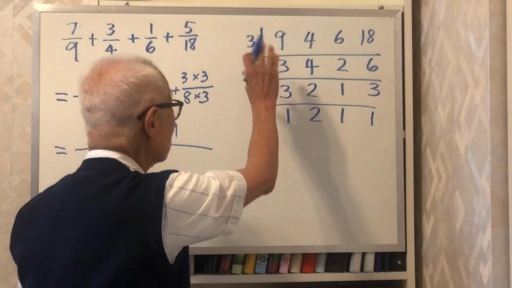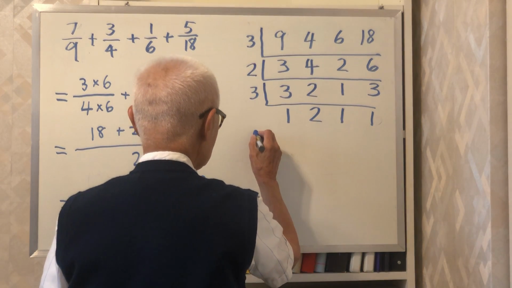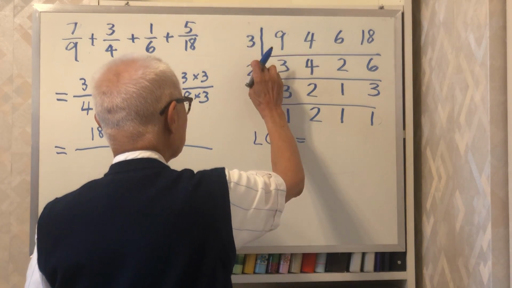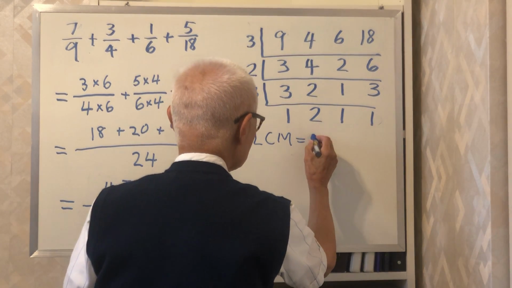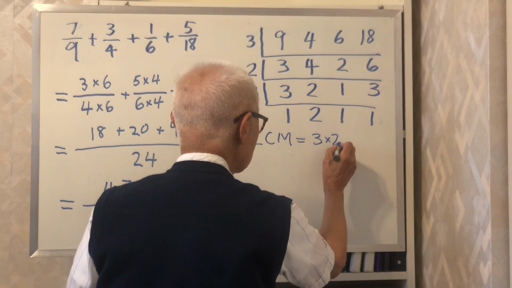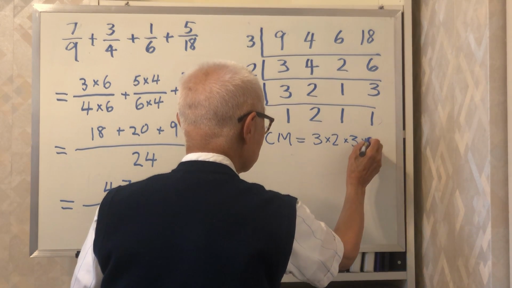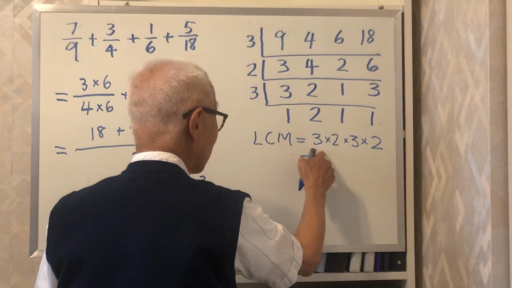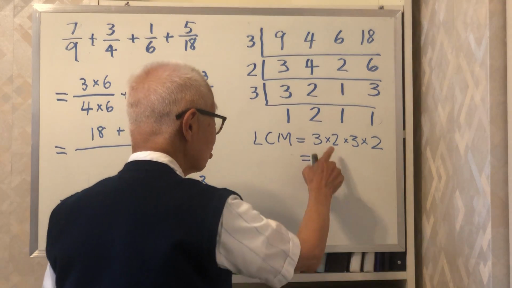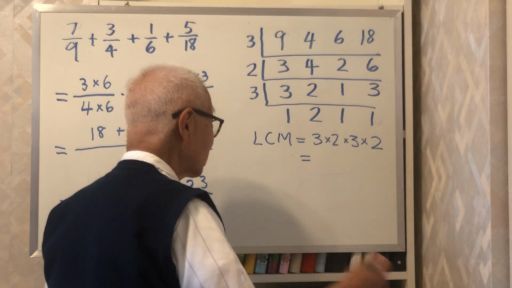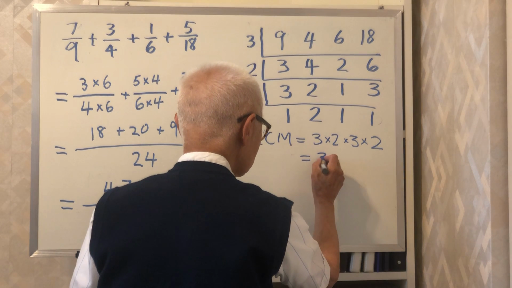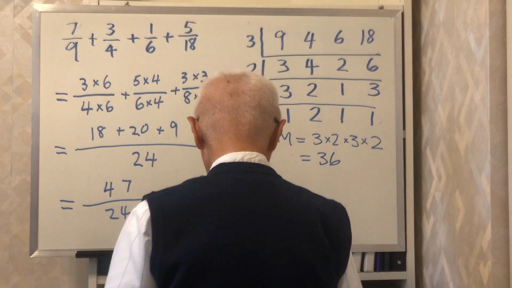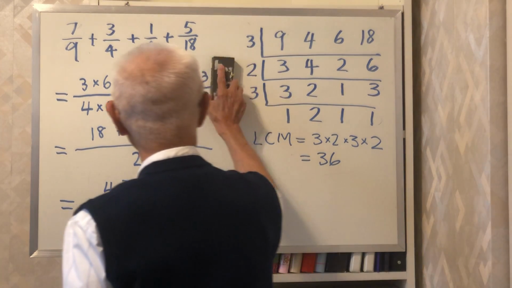So this is the end of this work, and the LCM is 3 times 2 times 3 times 2. 3 times 3 is 9. 2 times 2 is 4. 9 times 4, 36. So my common denominator is 36. So let's do that.